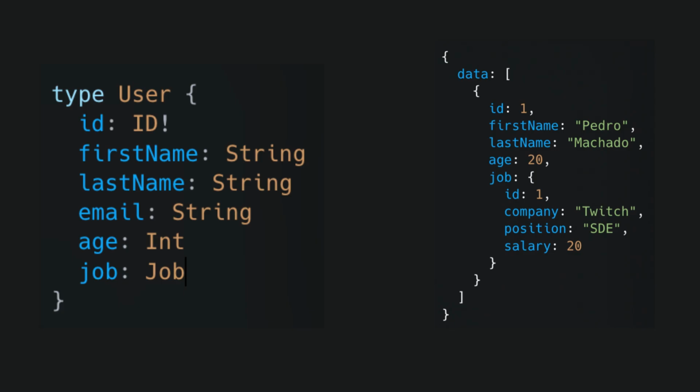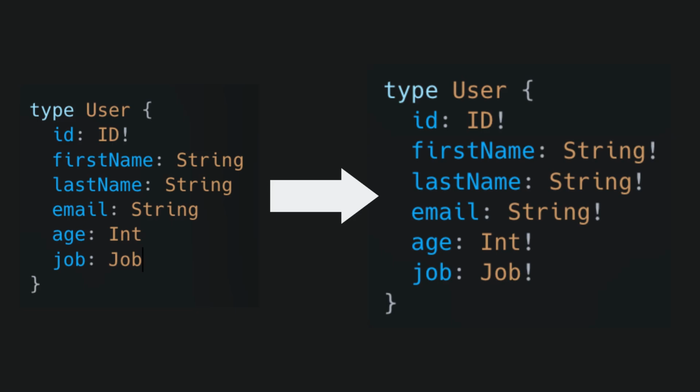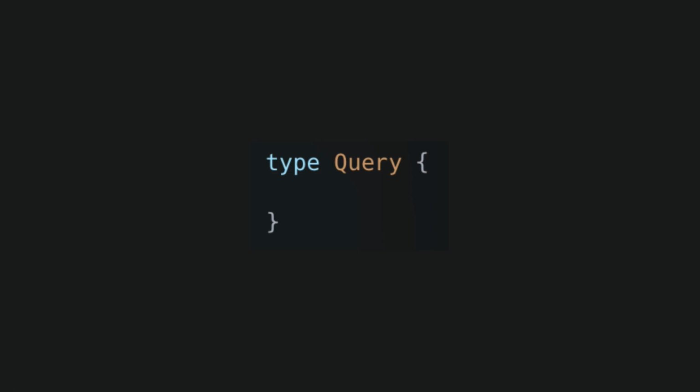The reason why we describe all of this in this way is so that GraphQL can be very strict with the format of the data it handles. We can even make some fields required if we want to by adding an exclamation point at the end of the return type. Now that we have the actual type for the user, let's just add a query field to our query type.